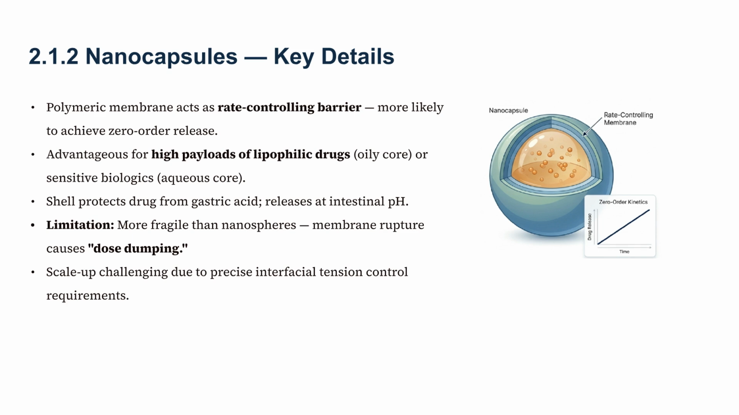In contrast to nanospheres, nanocapsules feature a liquid core surrounded by a protective polymeric shell. This outer membrane acts as a precise rate-controlling barrier, allowing for a highly desirable, steady, zero-order release of the drug. They are fantastic for carrying high payloads of oily drugs and protecting sensitive medications from harsh stomach acid. However, this shell is fragile. If the membrane ruptures prematurely, it can release all the medication at once, a dangerous event known as dose dumping. Furthermore, scaling up their production is notoriously difficult.